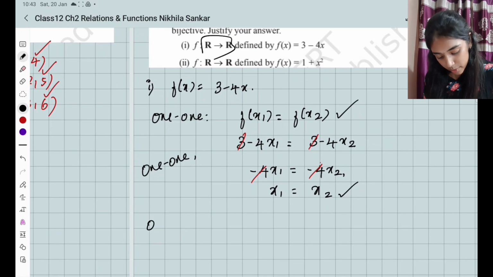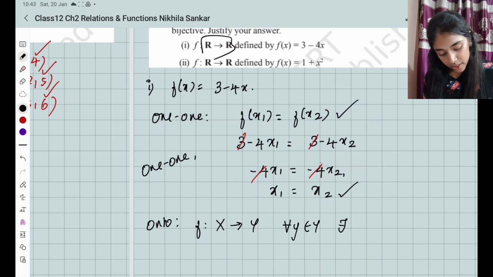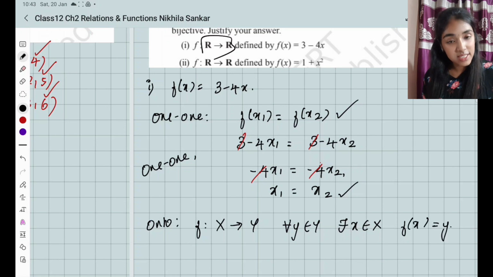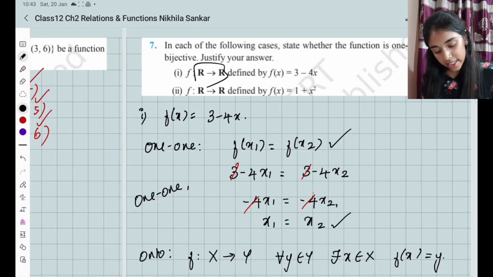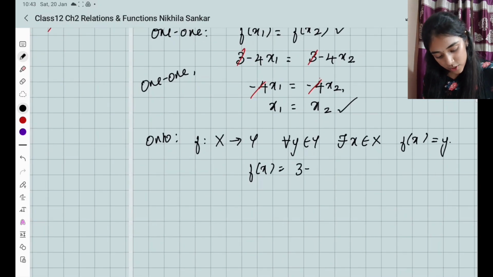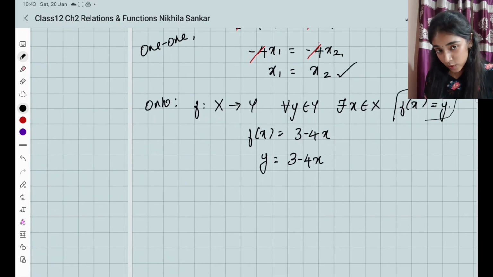Now, what are we going to do for onto? For onto, what is the definition? Write it along with me. Function mapped from X to Y. For every y belongs to capital Y, there exists small x belongs to capital X, for which f of x is equal to y. Now, what is our f of x? f of x equals 3 minus 4x. So, 3 minus 4x. Now, what should we put in place of f of x? We should put y. y equals 3 minus 4x. Now, what should we do? We should write the value of x.